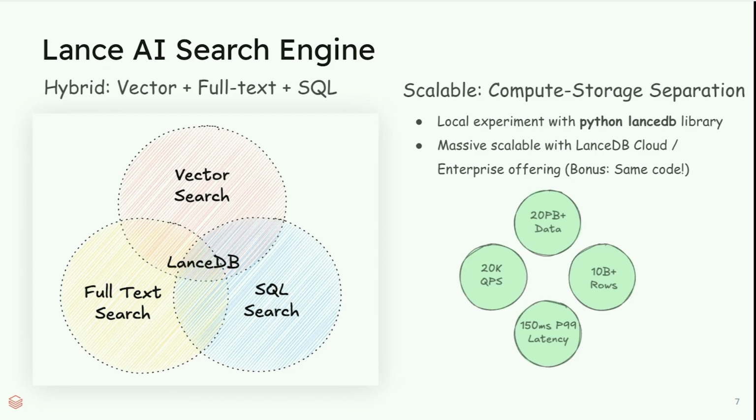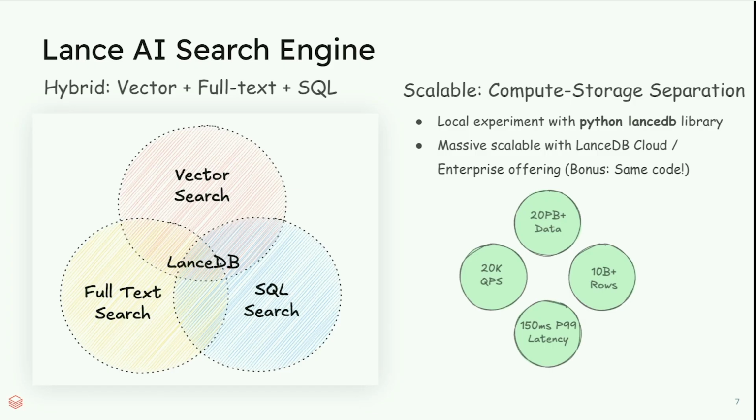That's pretty simple. Because of that, we are able to support two different workloads. You can do local experiments with just a Python library. You can just import LensDB, and then you can do all kinds of experiments to create your multimodal dataset and do all these kinds of searches. And we also have the massively scalable LensDB cloud and enterprise offering, which can operate at a much bigger scale.